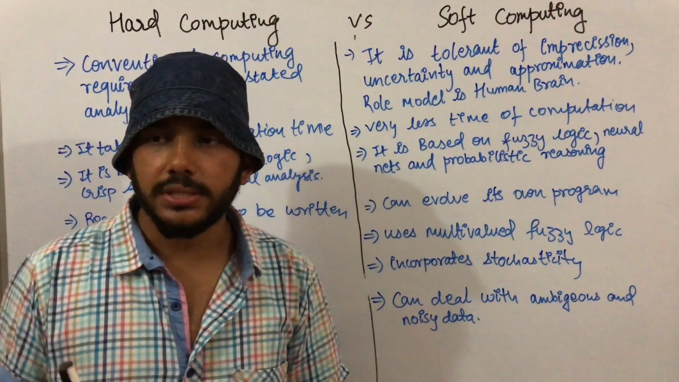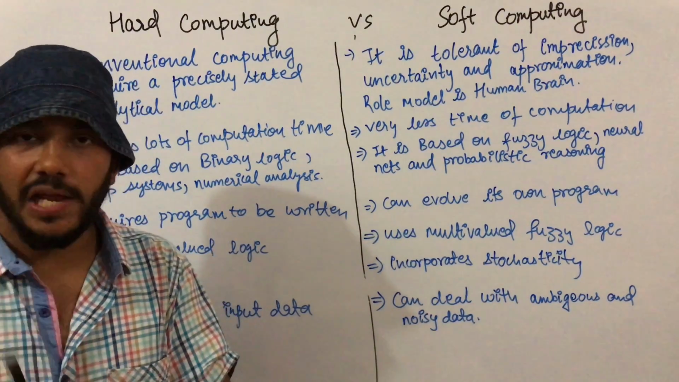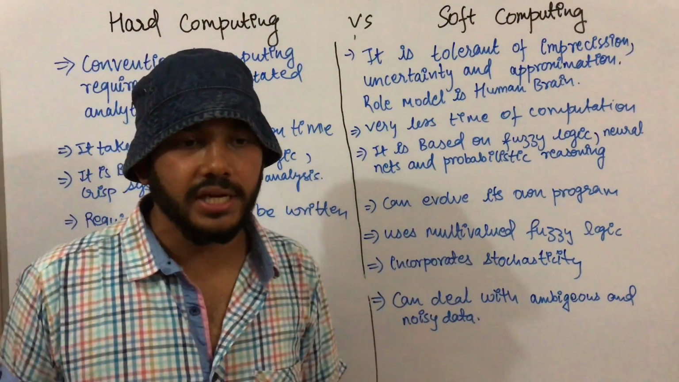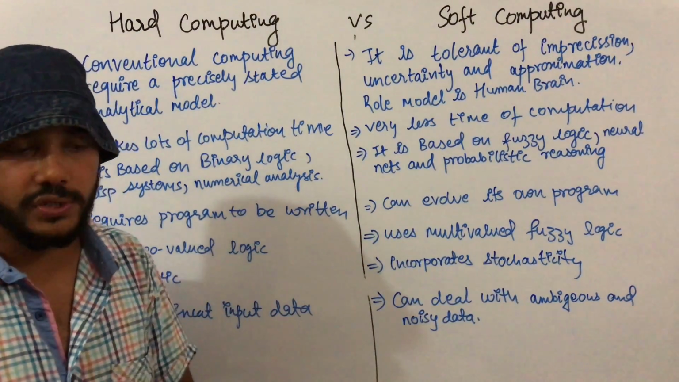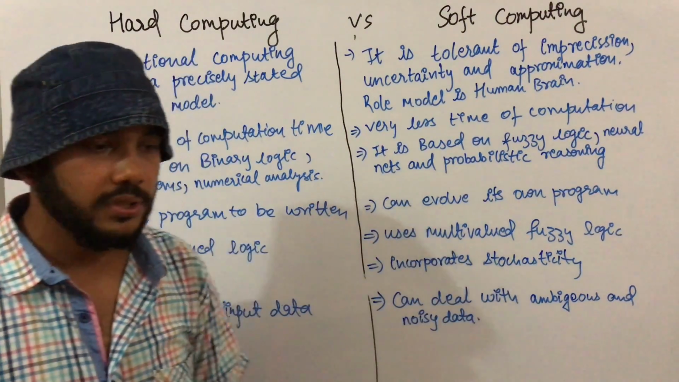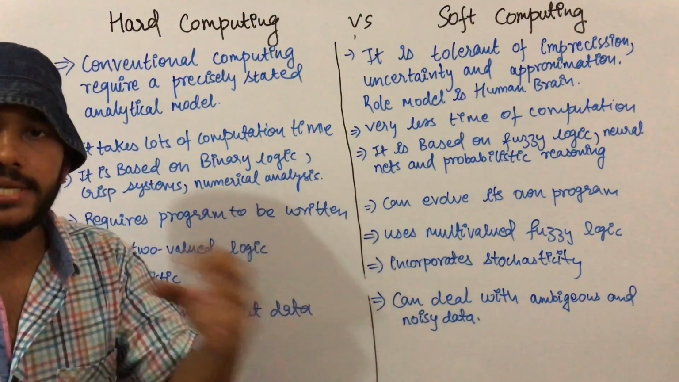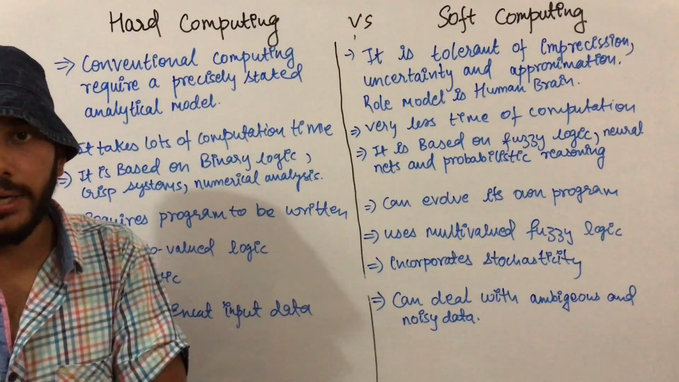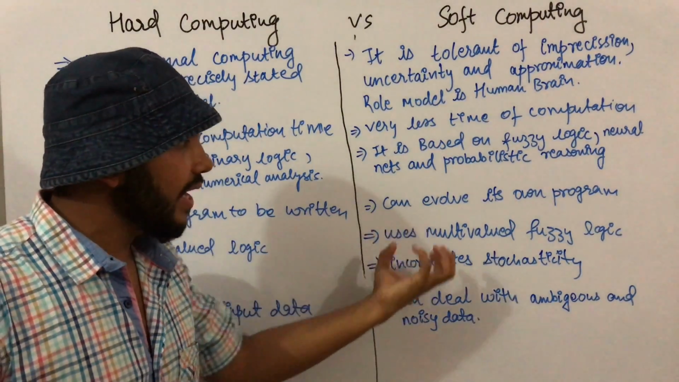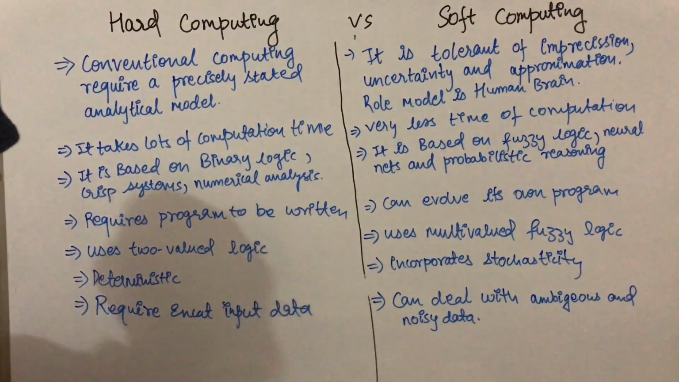Just like the forecasting example, there can be different parameters: raining can be one parameter, wind can be another, humidity can be another. So whenever there is some uncertainty, you have multi-valued logics. Multi-valued logic means they are not completely true or completely false. You cannot completely say that tomorrow it will definitely rain, because it is uncertain: there may be humidity, wind flowing, but still it does not rain. So whenever there is such uncertainty, we use multi-valued fuzzy logic.